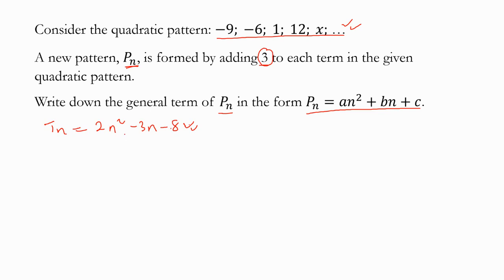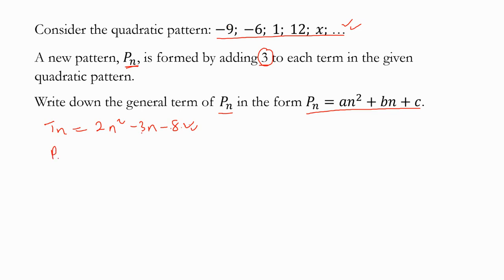If we put 1 where there's n, we get negative 9. If you put 2 where there's n, we get negative 6. If you put 3 where there's n, we get 1, like that. So this is the general term. So it means we are actually adding 3 to this general term.